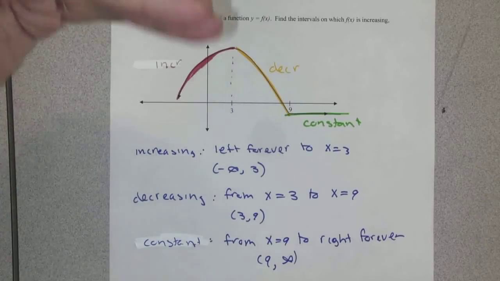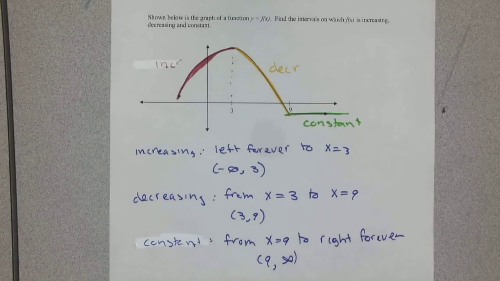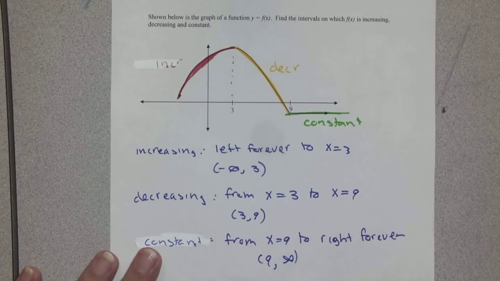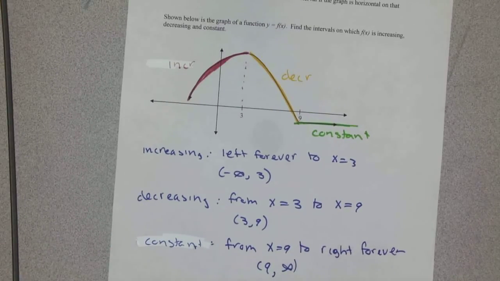Notice it has nothing to do with the y-coordinates. When we talk about functions being increasing, decreasing, constant over some sort of interval, that's always over or under the portion of the x-axis in which it's increasing, decreasing, constant. These are the portions of the x-axis where the function is increasing, decreasing, or constant.